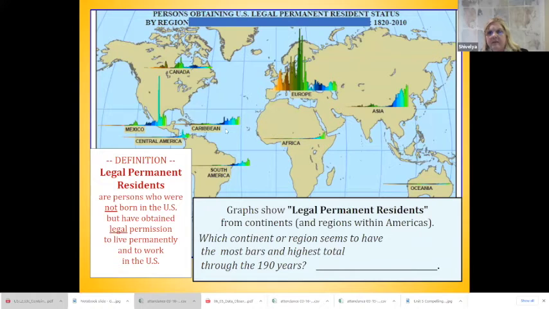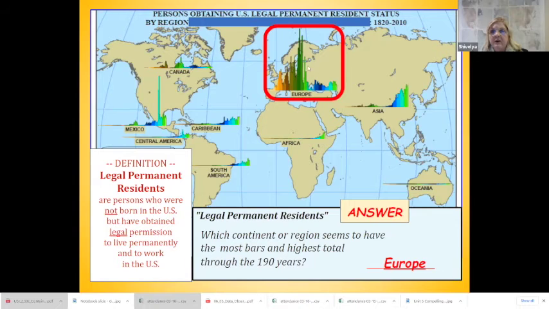I also like this because, again, this shows us legal permanent residents from all continents. And so again, we start to take a closer look at it to see where people are coming from, and they want to become legal permanent residents here in the United States. So what regions are they coming from? Of course, we noticed that Europe did have the largest influx of immigrants.